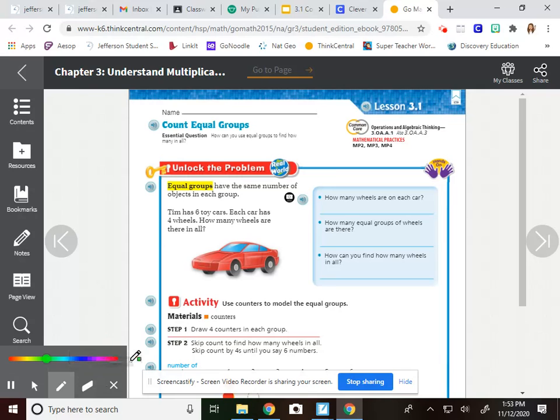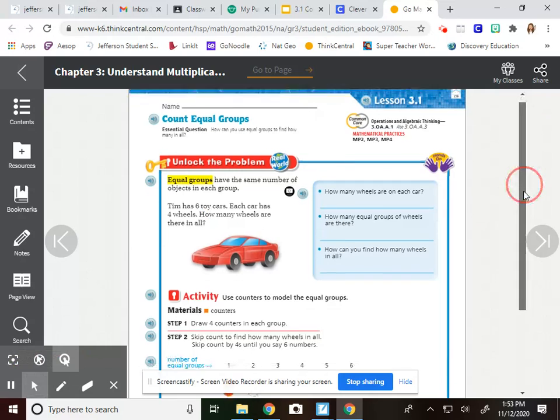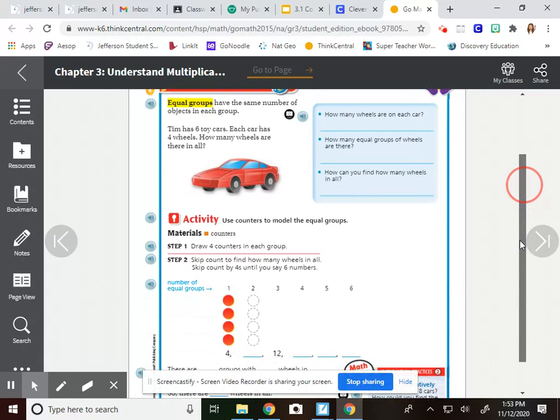So, what exactly are equal groups? Equal groups have the same number of objects in each group, right? Pretty straightforward. Equal meaning the same groups. We're going to look at this word problem and we are going to draw equal groups to solve the problem.